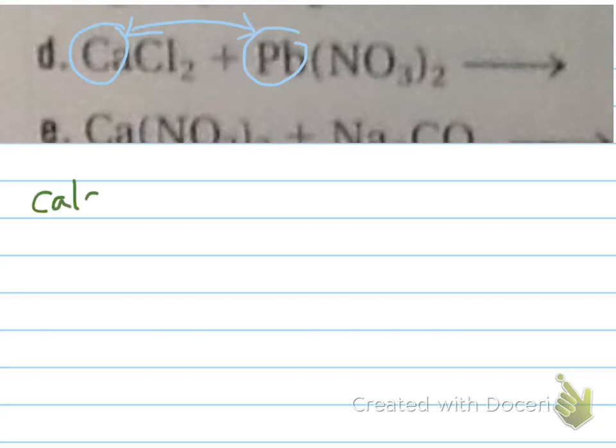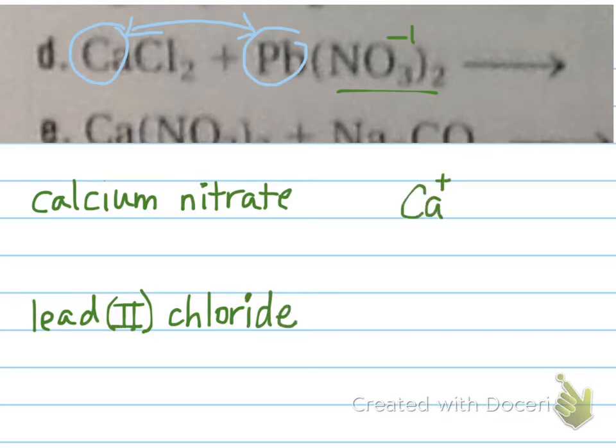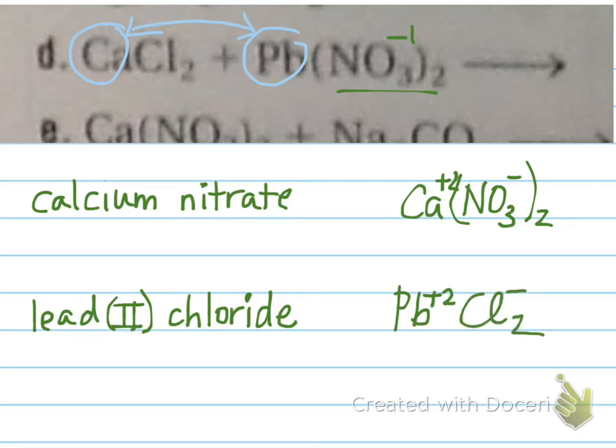Letter D, again, it's calcium and lead that are alike, so they're going to swap partners. So calcium's partner is going to be nitrate. And lead, and this is lead 2, because again, this is minus 1 and there's 2 of them, with chloride. Again, you could write their formulas as well. They're both ionic compounds. Doesn't matter which way you do that, okay?